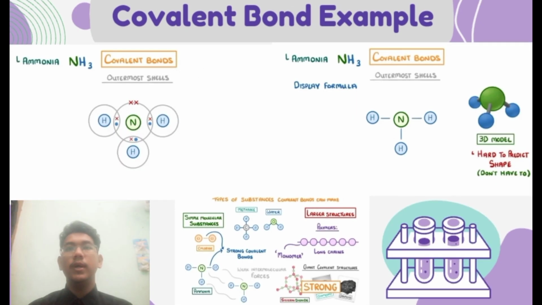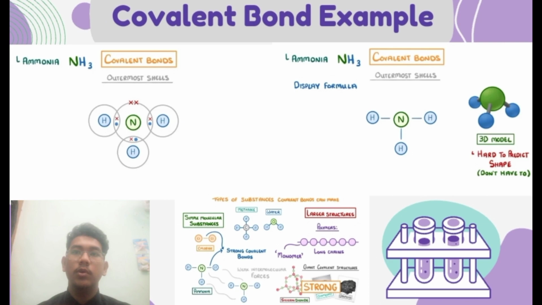So, if each hydrogen shares 1 electron with the nitrogen, then all of the atoms will have a full outer shell and all done. If you want to use a displayed formula, just erase the circles and draw the lines between them. For the 3D model, it will become hard to draw because the shape is hard to predict, but you don't have to know this. This example is called a simple molecule.